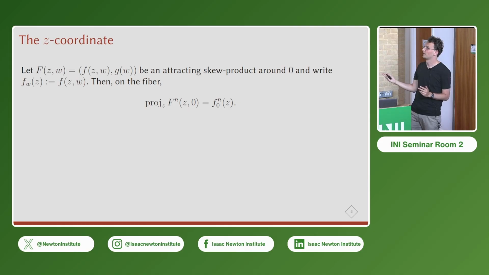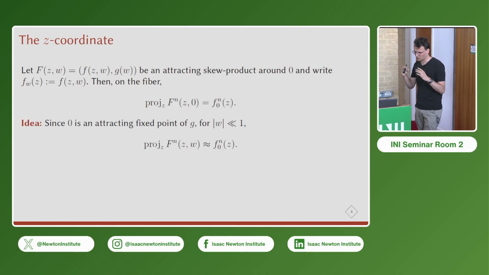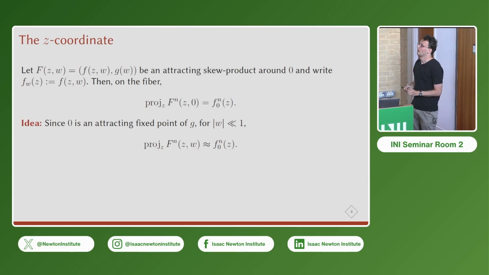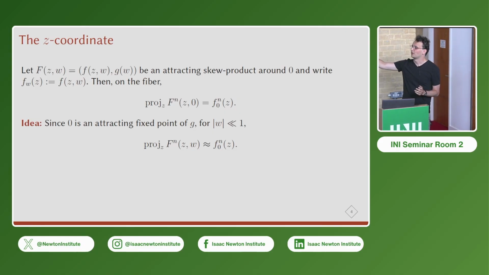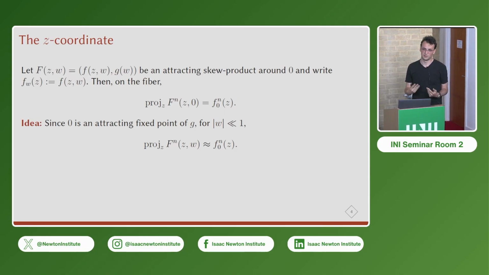So what we can then hope, in particular, because 0 is an attracting fixed point, and if we start with a small w, it's going to converge to 0 quite quickly, is that if you start with a small w, the dynamics in the z coordinate will still behave quite similarly to those of f_0.